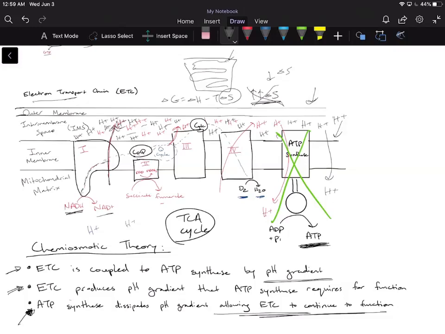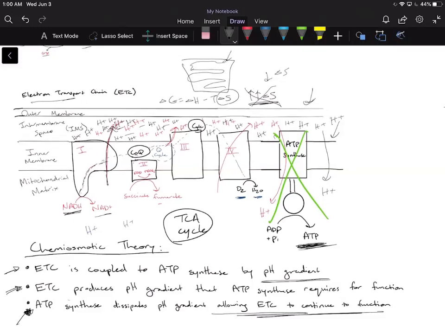So the idea here is that, yes, it's favorable in the beginning, and as long as we keep dissipating that proton gradient, everything's fine and dandy, and the electron transport chain can continue to function and pump protons. But if we inhibited ATP synthase, it would no longer be able to dissipate that proton gradient, meaning all these protons would build up in the inner membrane space. Eventually, because we're increasing the order so much, it would become unfavorable to continue to pump protons against the concentration gradient, and then the electron transport chain would shut down as well.